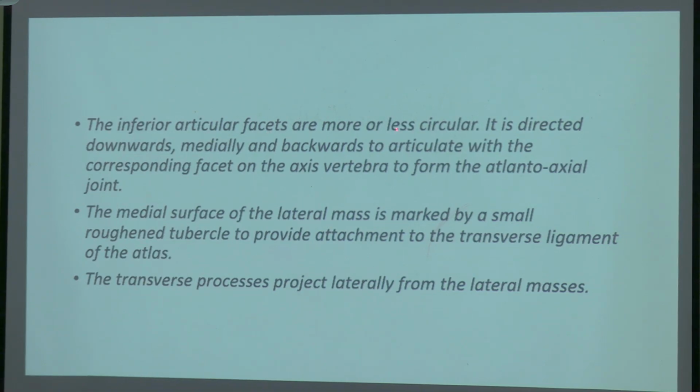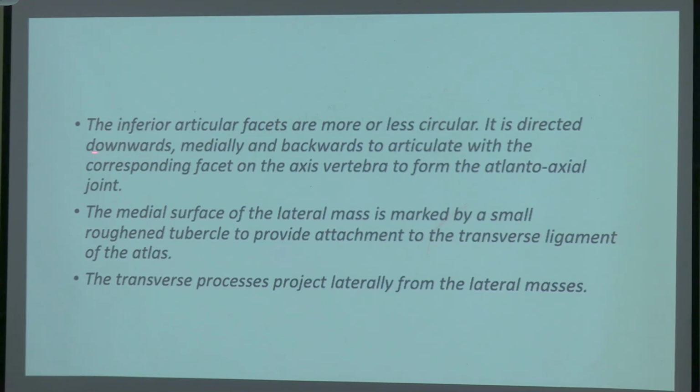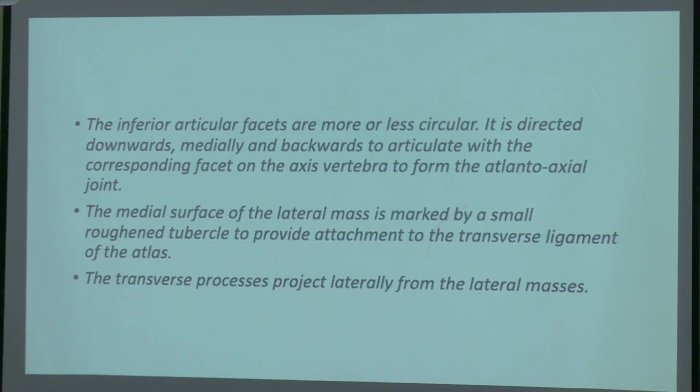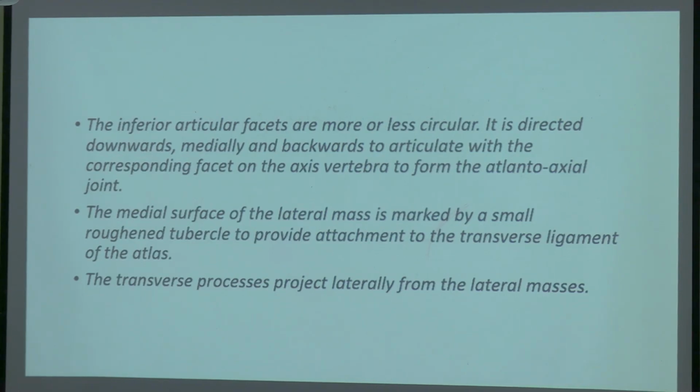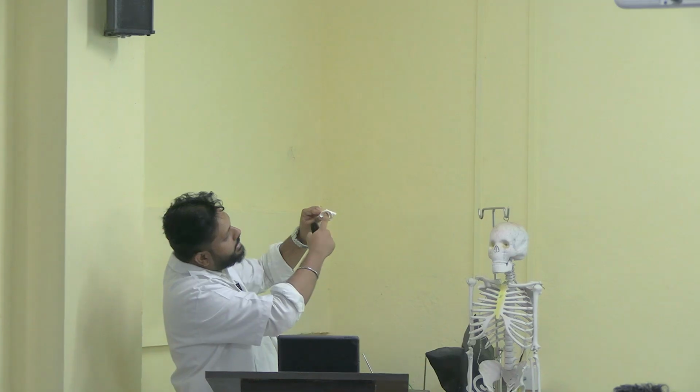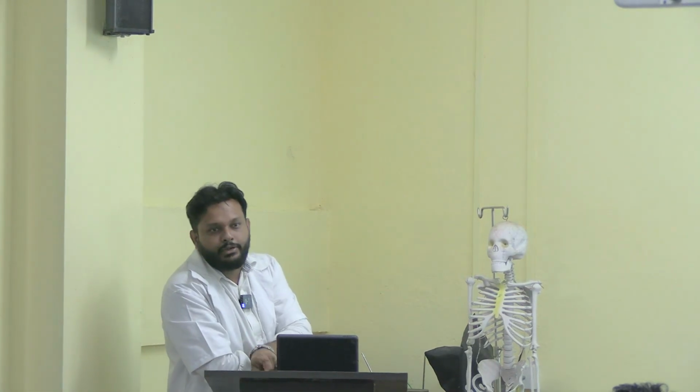The inferior articular facets are more or less circular. They are directed downwards, medially and backward to articulate with the corresponding facet on the axis vertebra to form the atlantoaxial joint. Above will be atlanto-occipital, below atlanto-axial. The medial surface of the lateral mass is marked by a small roughened tubercle to provide attachment to the transverse ligament. See. Can you see the rough area here? Just look at the picture. This rough area, this tubercle, this area gives attachment to which ligament?